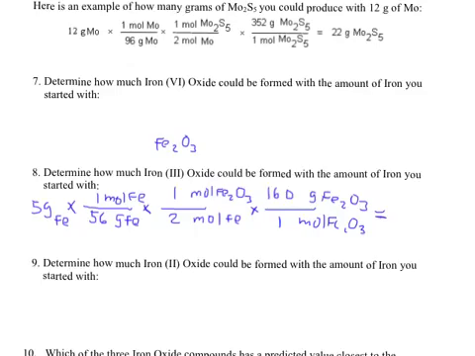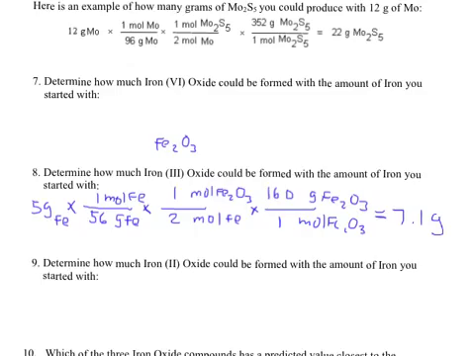In this case, what I'll do is I'll say 5 times 1 divided by 56 times 1 divided by 2 times 160 divided by 1 equals. And when I put all that through my calculator, what I get is 7.1428 and so on, but I had 5.0 to start with. That's 2 significant figures, so I'll say 7.1 grams.